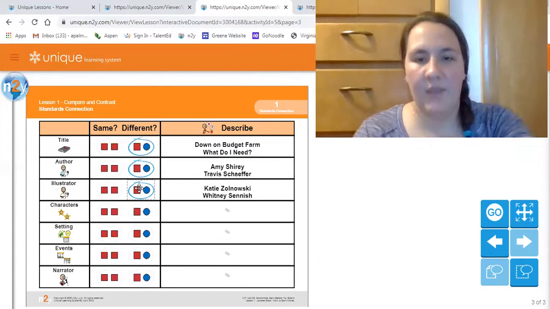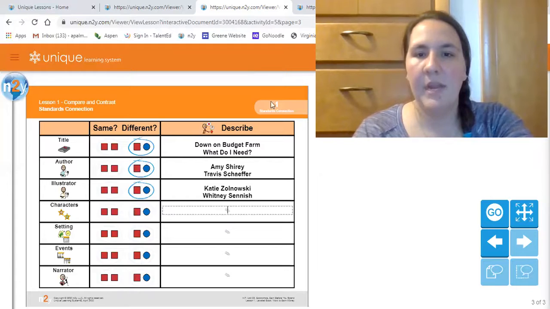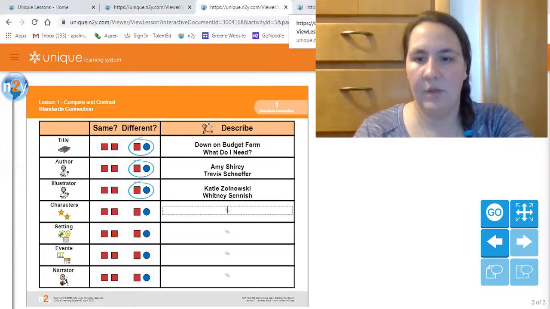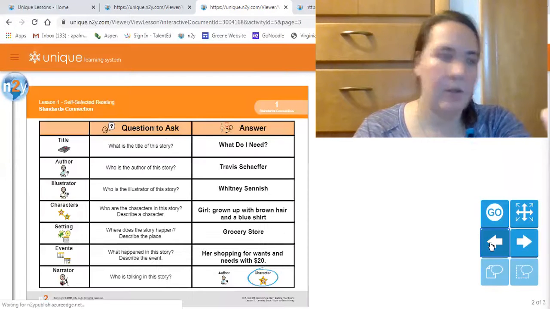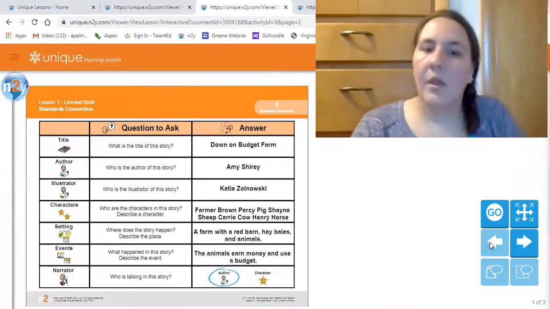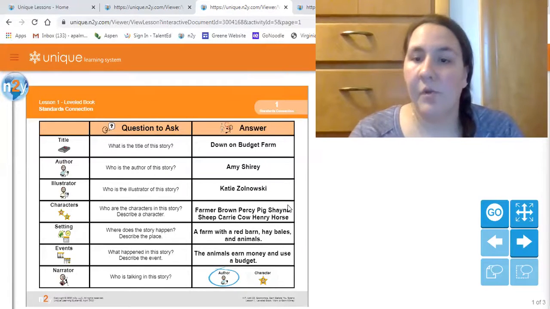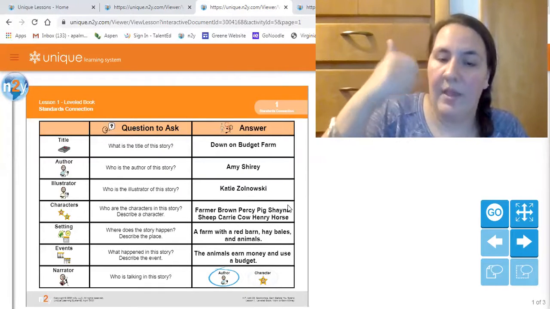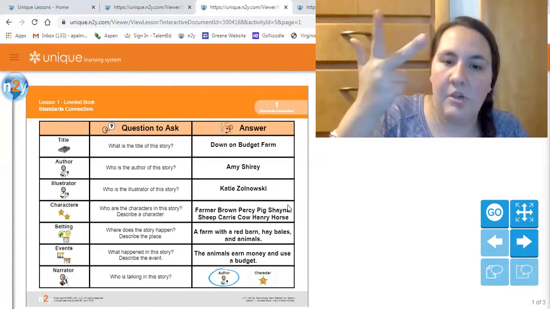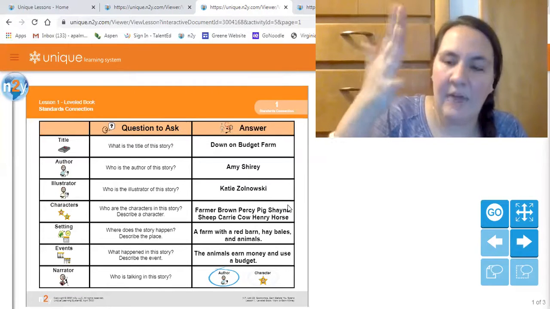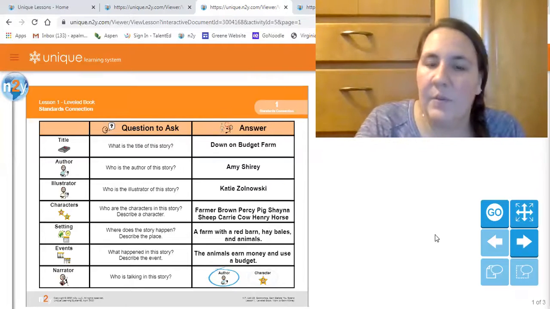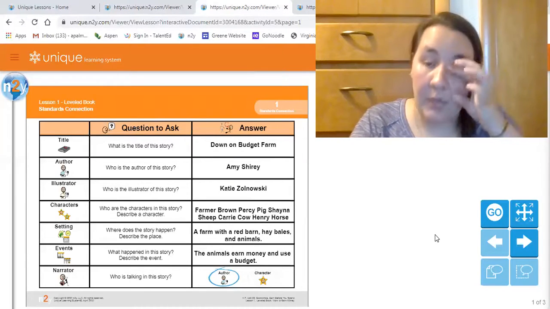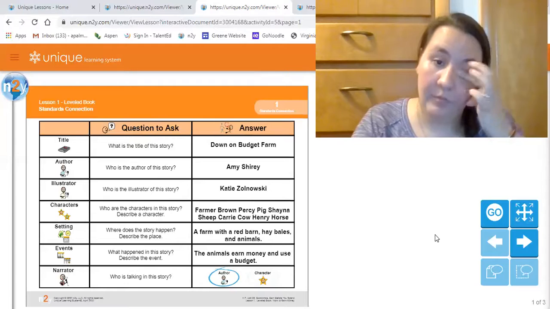Okay, let's talk about our characters. We had a lot of characters in the first story. How many characters did we have in the first story? I'm going to go back to our answers that we filled out. So in the first story, we have Farmer Brown, we have Percy Pig, Shayna Sheep, Carrie Cow, and Henry Horse. How many characters did we have? Yeah, 5, right? We have 5 characters, and are they all people or are some of them animals?